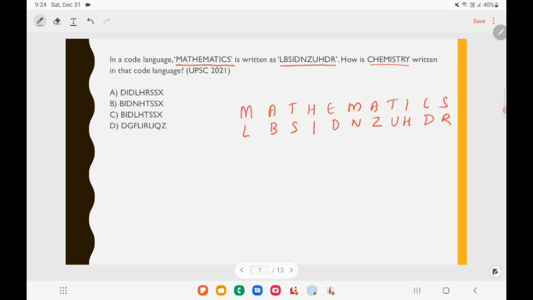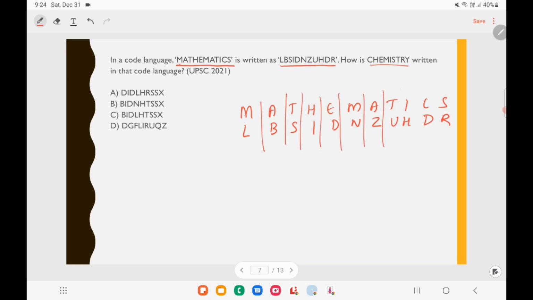LBSIDNZUHD and R. So by looking into this one, you need to find out how this is being coded. Okay, that is your first step. So here you know that B comes after A, right? So after A, B will come, that you know. And when it comes to M and L, I, J, K, L, M. So after L, M will come. Then Q, R, S, T. After S, T is coming. Then H, I. After H, I is coming. So we got the coding, right?